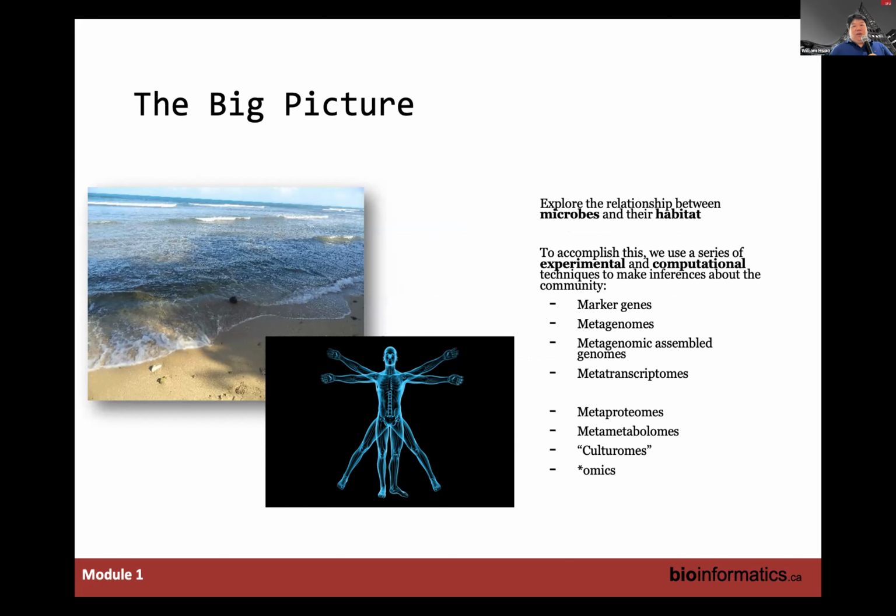Okay, so microbiome research aims to explore the relationship between microbes and their environment, ranging from natural environments to built environments to living hosts, including human and animals. To accomplish this, we use a series of experimental and computational techniques to make inference about the community. These include various omics techniques, and in this workshop, you'll see mostly genomics and transcriptomics techniques.